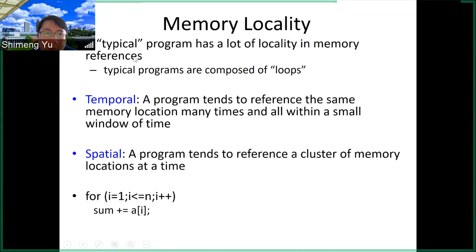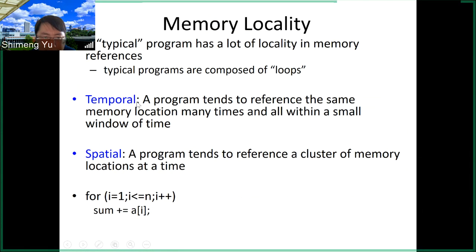This is true because the nature of your software program is typically composed of many loops. If you look at the simple code for the for loop, here you are going to access the data from the memory using both temporal locality and spatial locality. Temporally, here you have the variable. That means there's a memory location to store the partial sum. So you are going to fetch this sum and then add the new data and then store it back. So you are going to use this partial sum temporally.